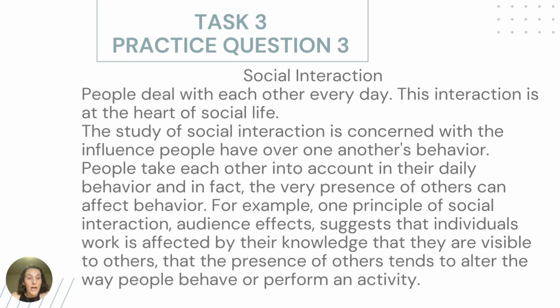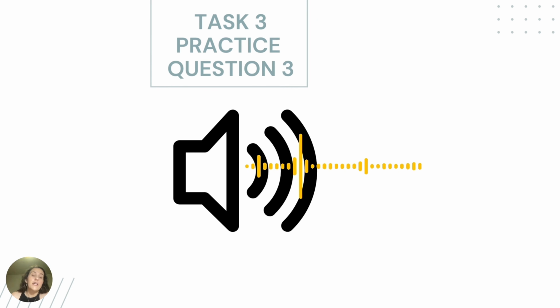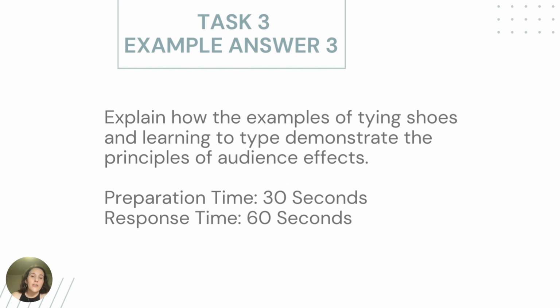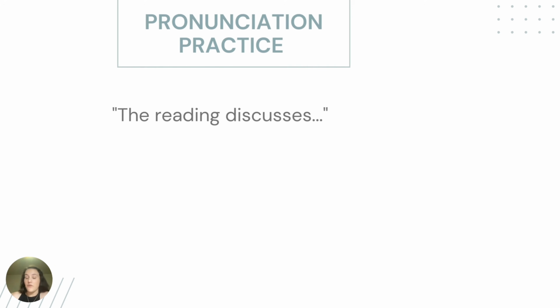How did I know I should do that? He mentions it in the lecture, and then it is the question. Really pay attention to the question. Your answer should be directly answering this question. And they asked about audience effect, not specifically social interaction. That's it for the practice questions.